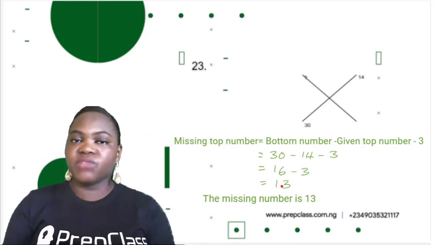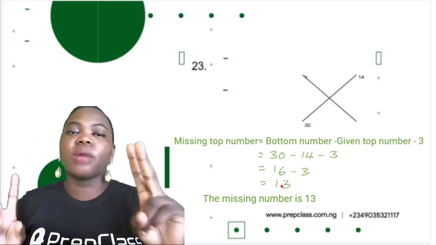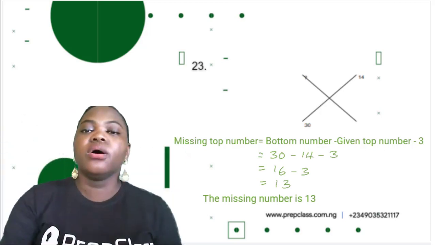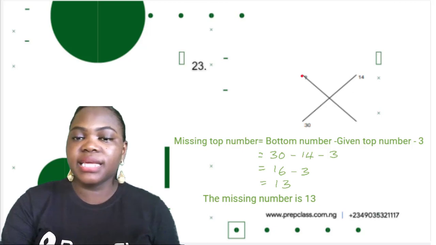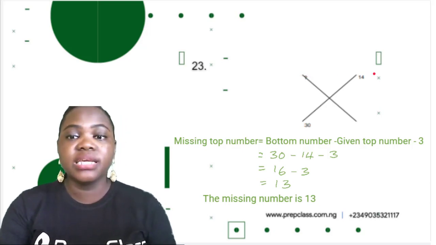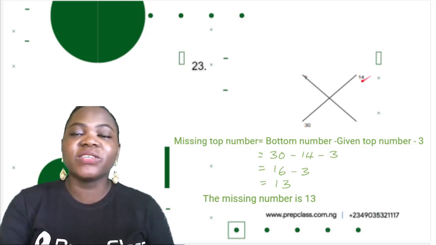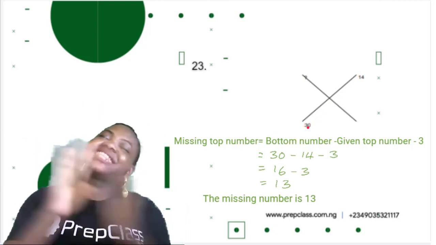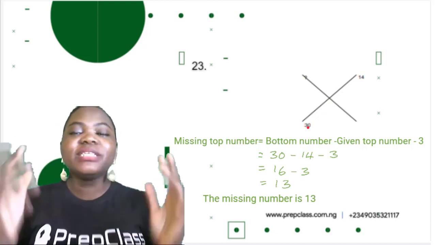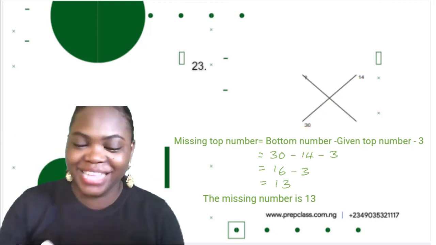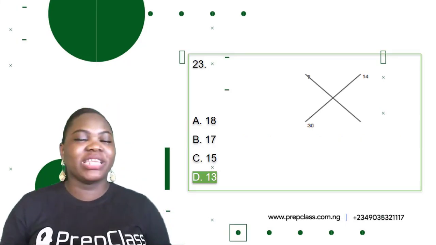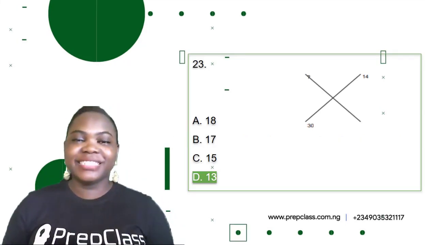So now let's check if the answer is correct. Let's add the two top numbers and add 3 to the sum. Okay, so we have 13 here now. 13 plus 14 is 27. 27 plus 3 is 30. Yay! That means we got it right. So the missing number is 13. And the correct option here is option D, 13. Check.